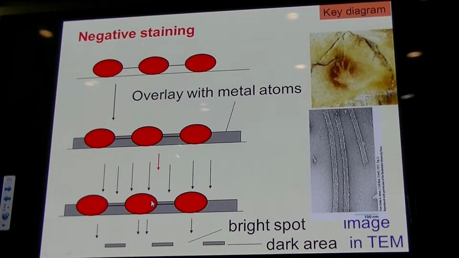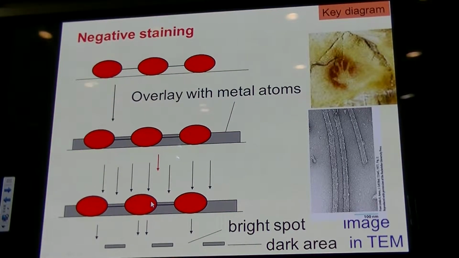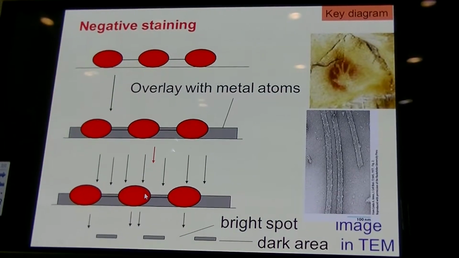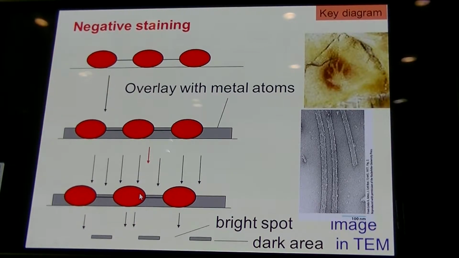Okay, the next way to make contact is negative staining. And negative staining is a method that I like to equate to this ancient painting technique that some of our ancestors used in France 50,000 years ago. Have you heard of the caves of Lascaux?